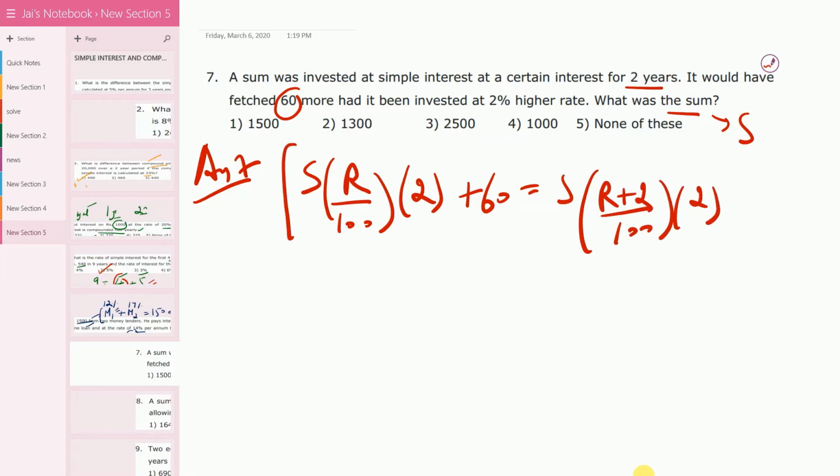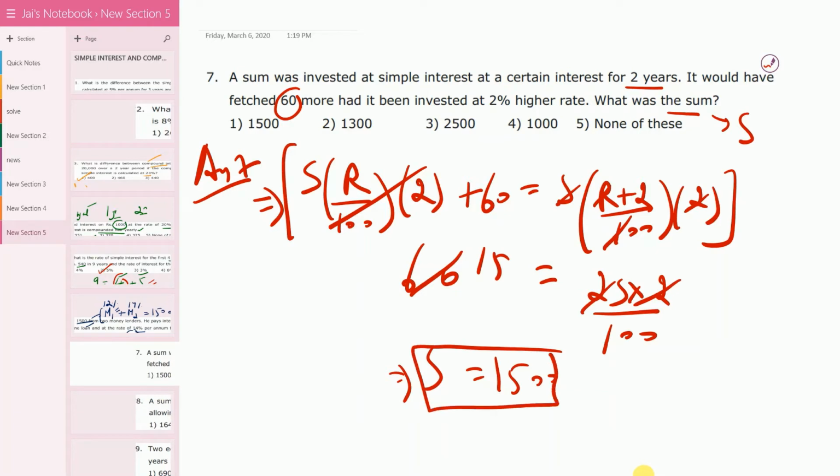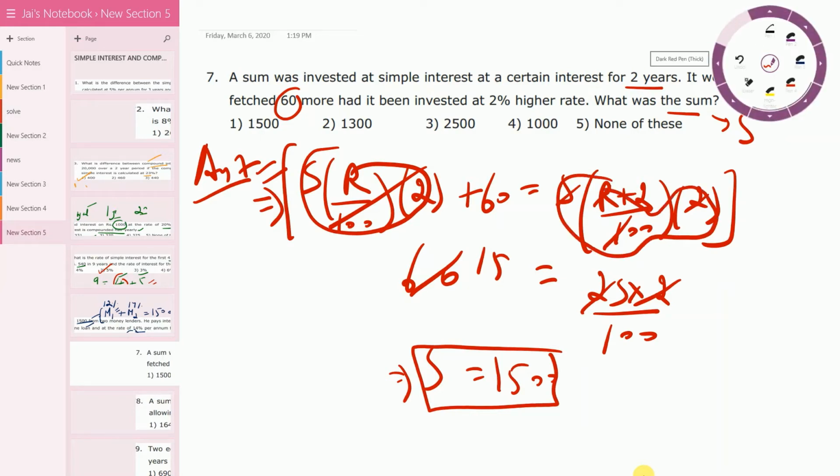So I've just used the given statements to write an equation that will be necessary to find our answer. From here this gets cancelled out and we are left with 2s into 2 on 100 is equal to 60. So from here the value of s comes out to be rupees 1500. I've just simply solved these two equations to get the desired answer.